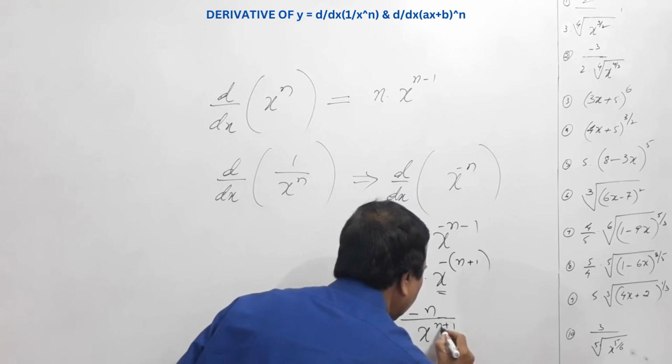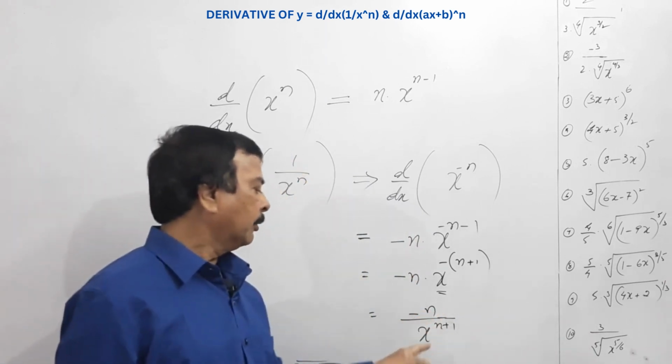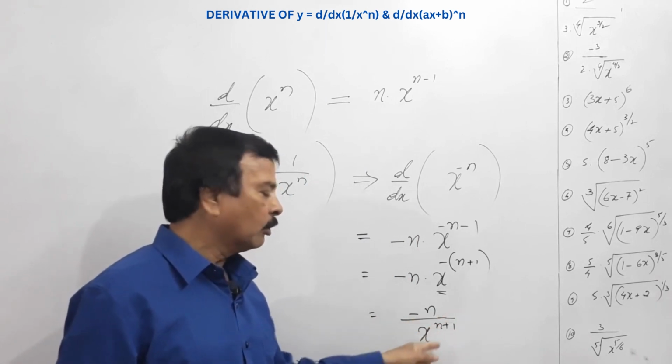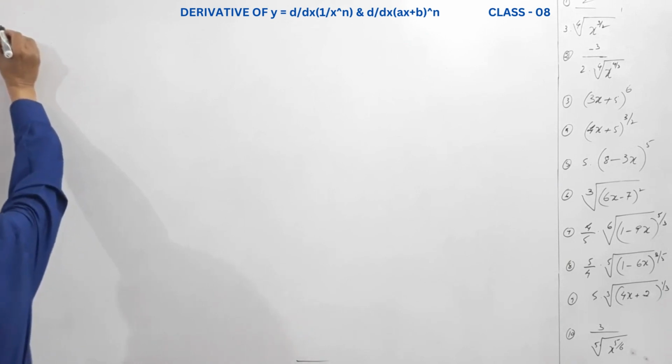n plus 1. So the solution for this is minus n by x to the power of n plus 1. Remember this.